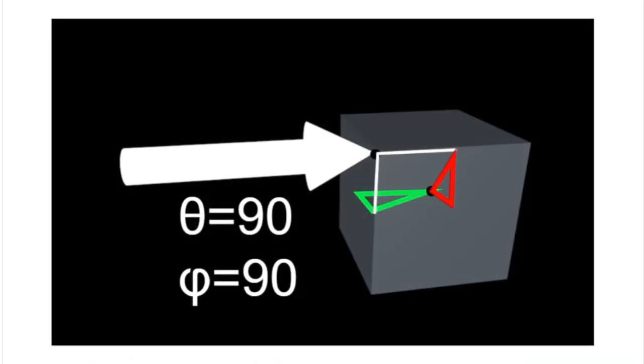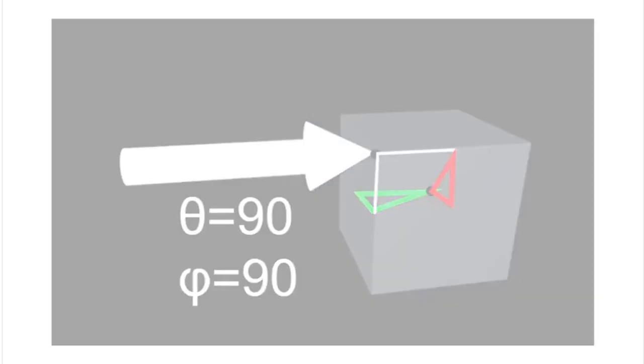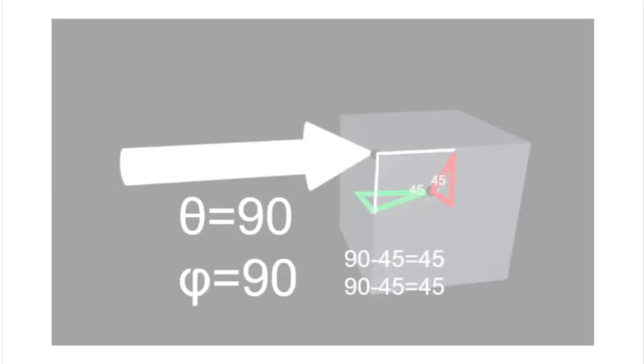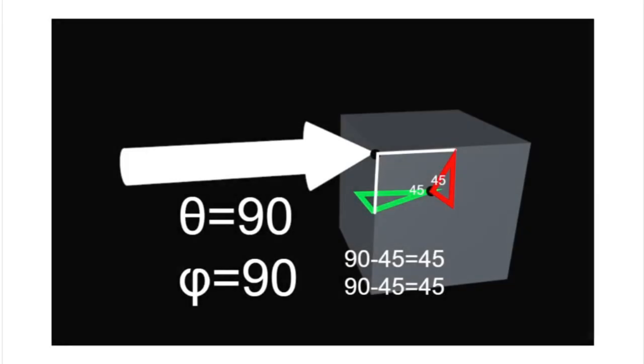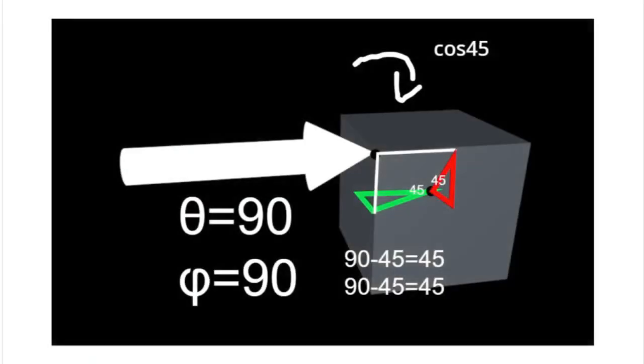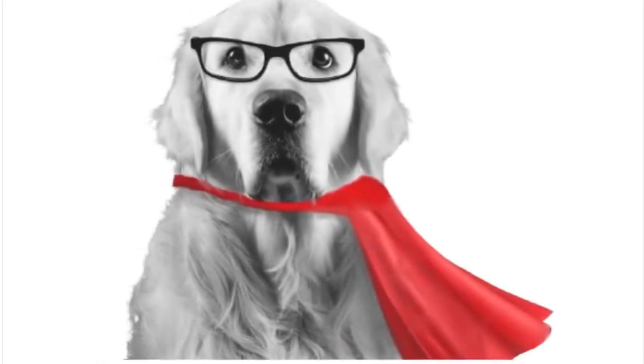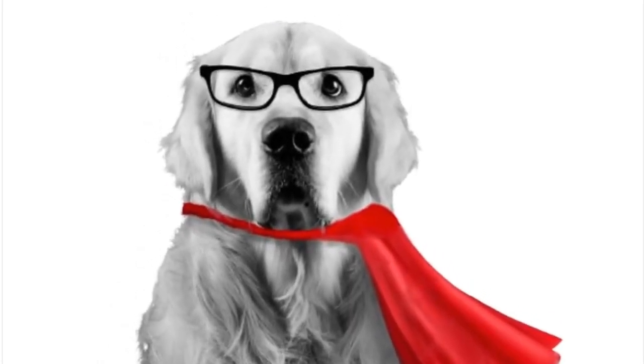So, if a force was applied to the corner of a cube at 90 degrees for both theta and phi, then since the angle to the center of mass is 45, and 90 is 45 more than 45, sine 45 of the force would be used to move the x, y, and z coordinates of the cube, and the rest of the force is split evenly between the two planes of rotation.